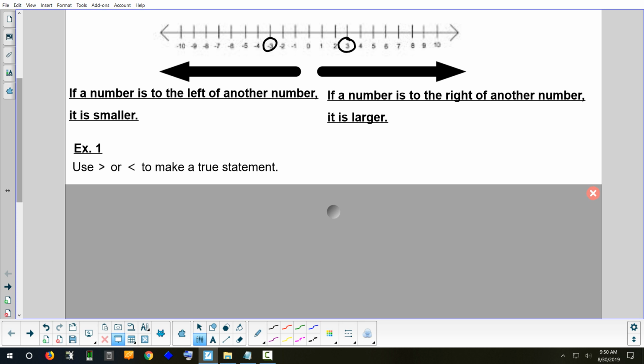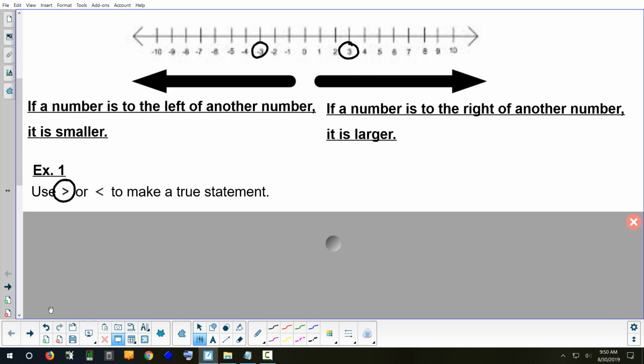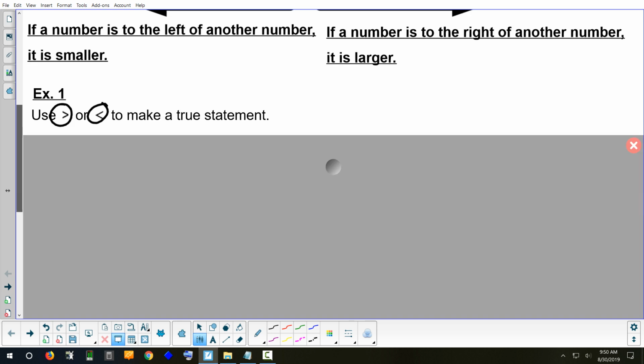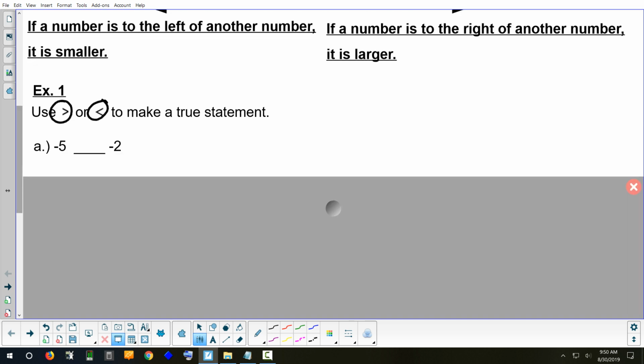Now, I think last time we might have gone over these symbols. We might not have, but what does that symbol, let me make it a little bigger, that symbol that I just circled, what does that say? Yeah? Greater than. Greater than. And how about this one? Yeah, Patriot? Less than? Less than, okay? So let's compare -5 to -2. You're going to fill in one of those symbols right there. Is -5 greater than -2 or smaller?